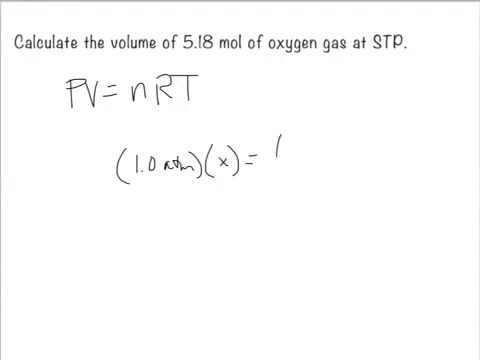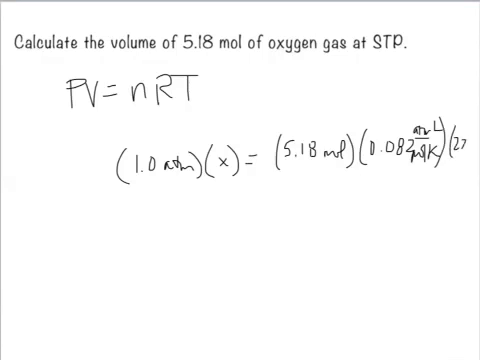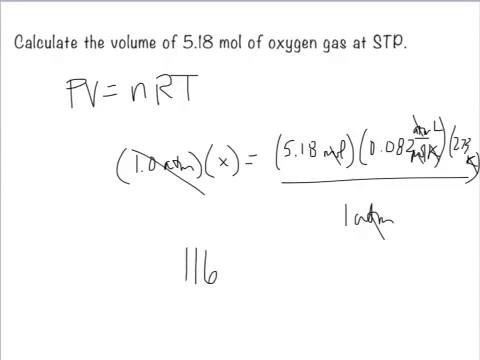We know the number of moles. It was given, 5.18 moles. The value for R, the gas constant, is 0.082 atmosphere liter per mole Kelvin. And then standard temp, 273 K. Now to solve, if I divide both sides by 1 atmosphere, atmospheres cancel, moles cancel, Kelvin cancels, I'm left with liters. That's outstanding. 5.18 times 0.082 times 273, all divided by 1, and you get 116 liters.